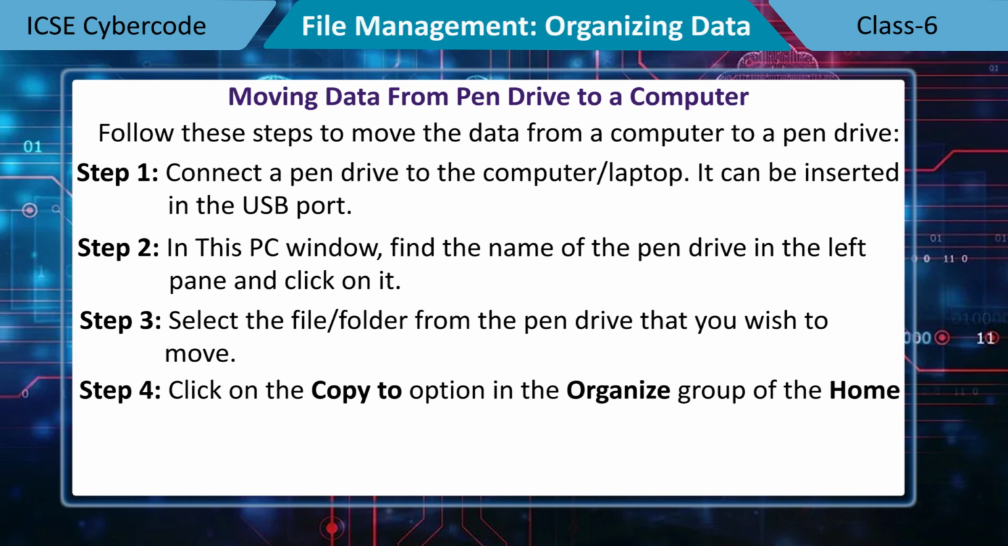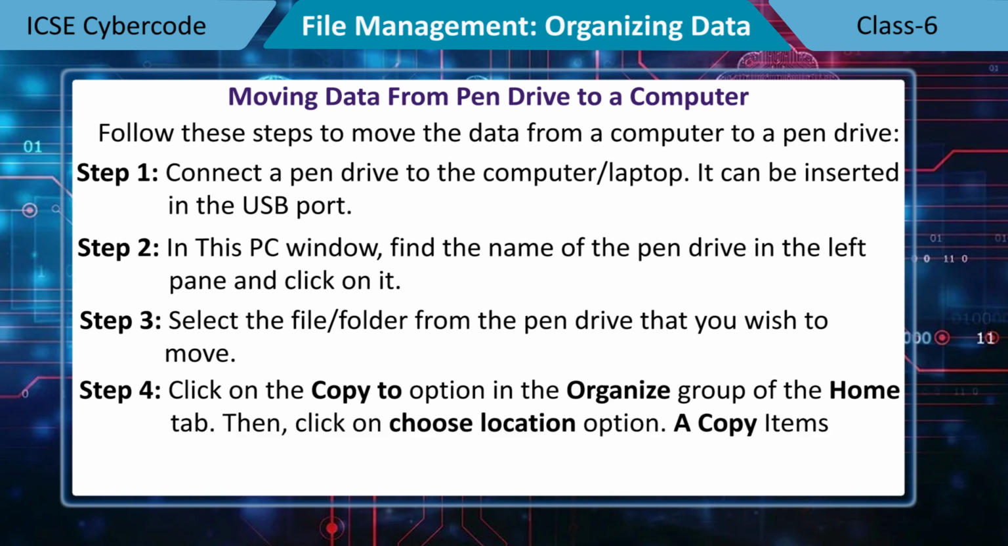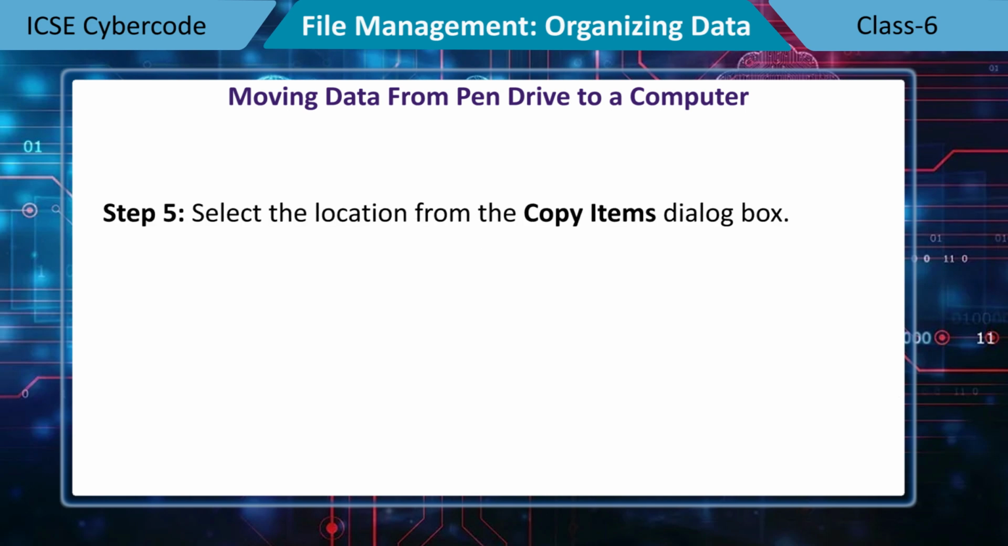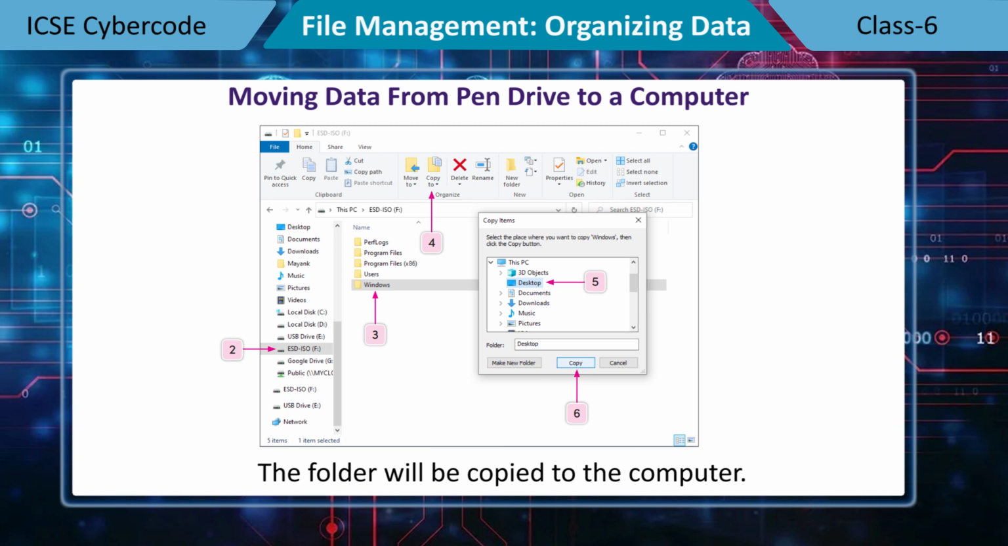Step 4. Click on the Copy to option in the Organize group of the Home tab. Then, click on the Choose Location option. A Copy Items dialog box will appear. Step 5. Select the location from the Copy Items dialog box. Step 6. Click on the Copy button. The folder will be copied to the computer.